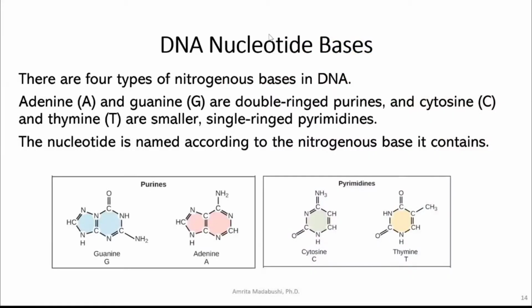Okay, so when we talk about the bases, which we started talking about in the previous one, what are these bases? So let us take a closer look. We're taking a closer look, and I'm going to tell you a trick to remember what is what. So there are four bases, which are adenine, guanine, cytosine, and thymine. And if you look here, the guanine and adenine are purines, and pyrimidines are cytosine and thymine.